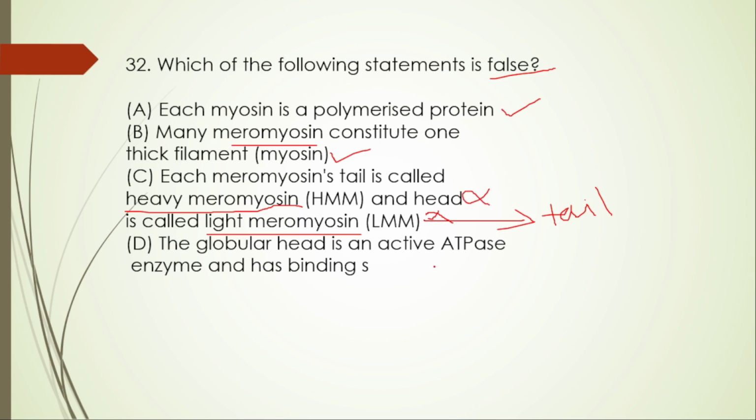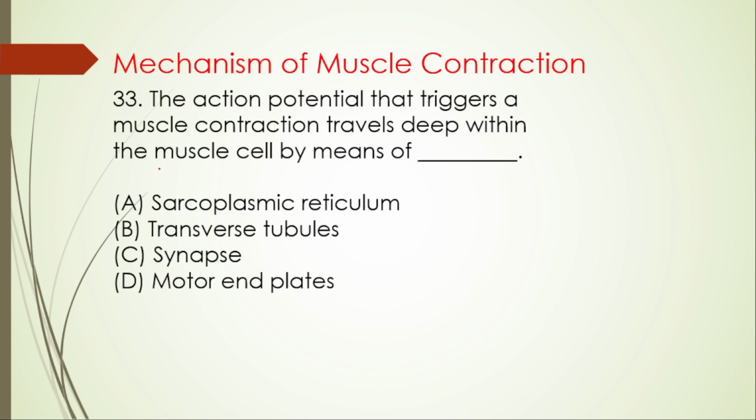And then D. The globular head is an active ATPase enzyme and has binding. Yes, so this one is also true. So the false one is only C. The 32nd one, the correct answer is C. Next one, from the mechanism of muscle contraction, question number 33.